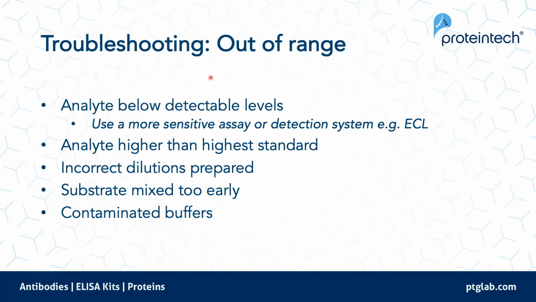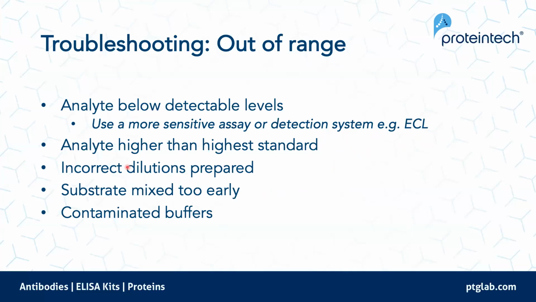Next common thing for troubleshooting is just out of range. If your analyte is below detectable levels, then you can try a more sensitive assay like our Authentic Sine assays. Like we said before, they can be 10 to 1,000 times more sensitive than your traditional ELISA. Or there are other detection systems, so you could try a chemiluminescent detection system. You can get highly sensitive chemiluminescence that enables you to detect far lower than you could previously, say, using colorimetric.